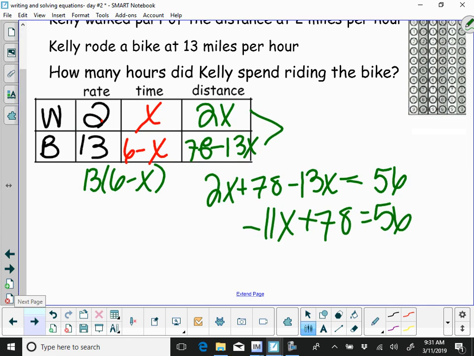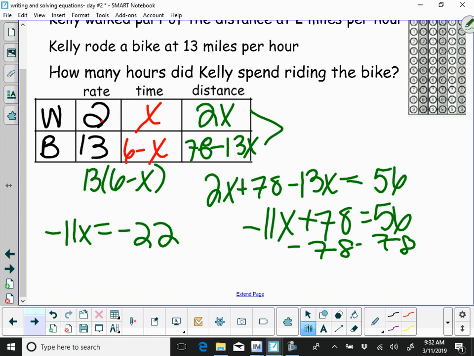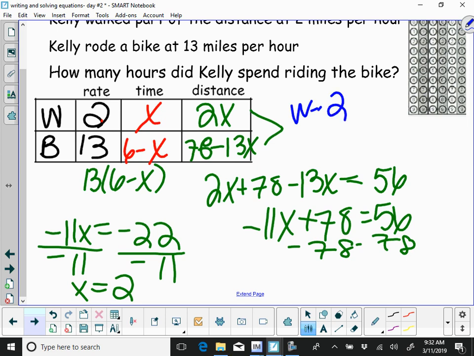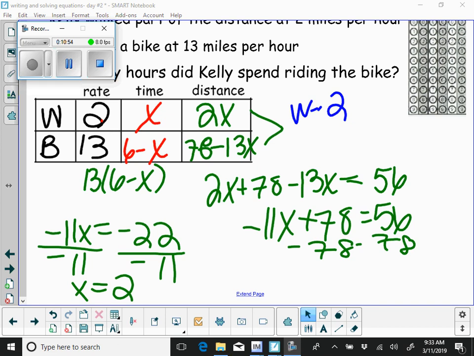Okay, what do I need to move? 78. So that's going to give me negative 11x. And what is 78 minus 56? 22. So it's going to be a negative 22. So when I divide by negative 11 here, what is my x? So x is the amount of time that she walked. Okay, then how long did she bike? Bike would be 6 minus 2, which is 4.